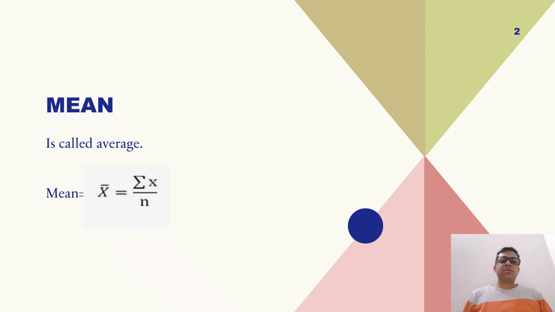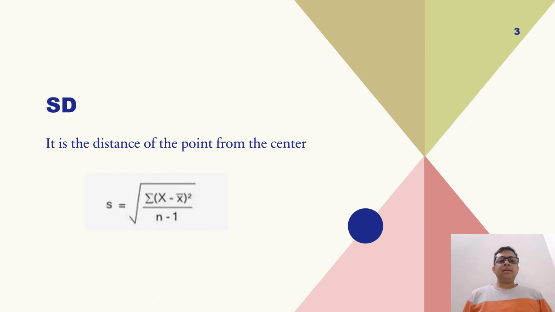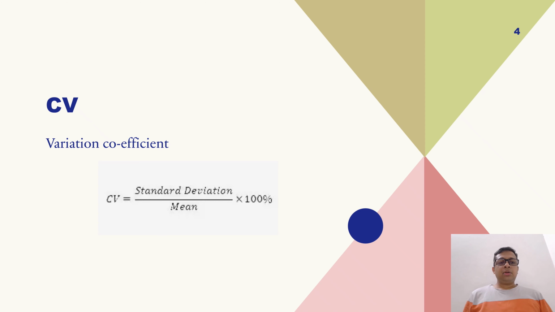Coming to the mean, it is called an average and can be calculated using the formula sigma x by n manually. Regarding the standard deviation, it tells you about the distance between the value obtained and the mean, and it can be calculated using the formula square root of sigma (x minus x bar) whole square divided by n minus 1 manually. And coming to the CV, the coefficient of variation, it's a measure of variation and it can be calculated using the formula standard deviation divided by mean into 100.